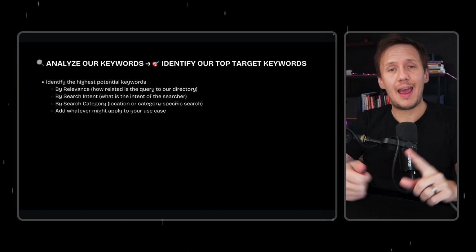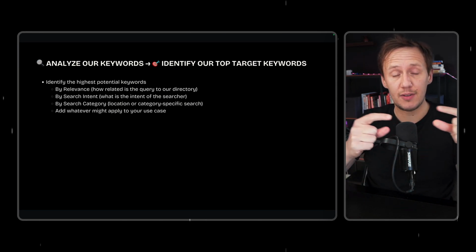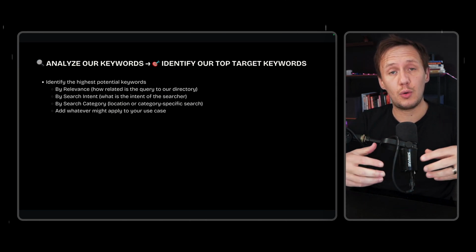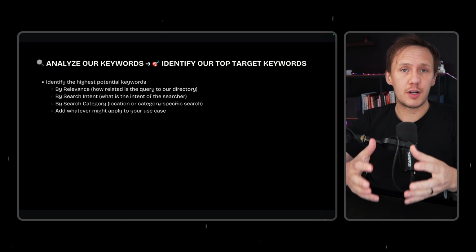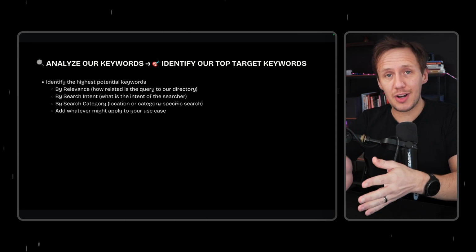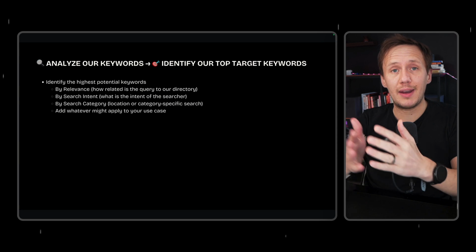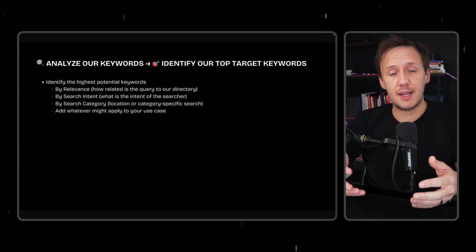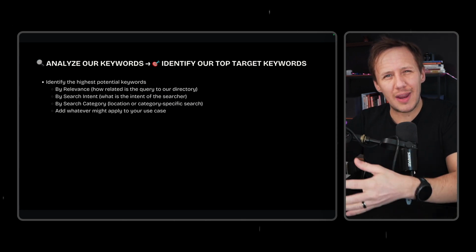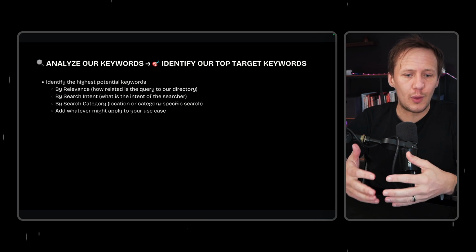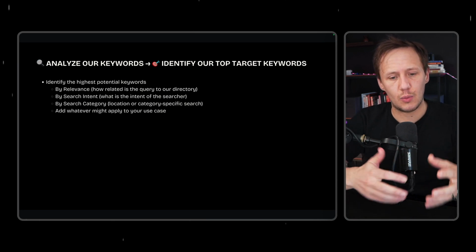Number one is how relevant is the specific search term or the search query to what my directory is doing. For example, with the running directory, the directory is set up to help people find running races. So if someone types in find a running coach, it's not directly what it is that we do, and therefore has slightly lower relevance to what I'm doing.